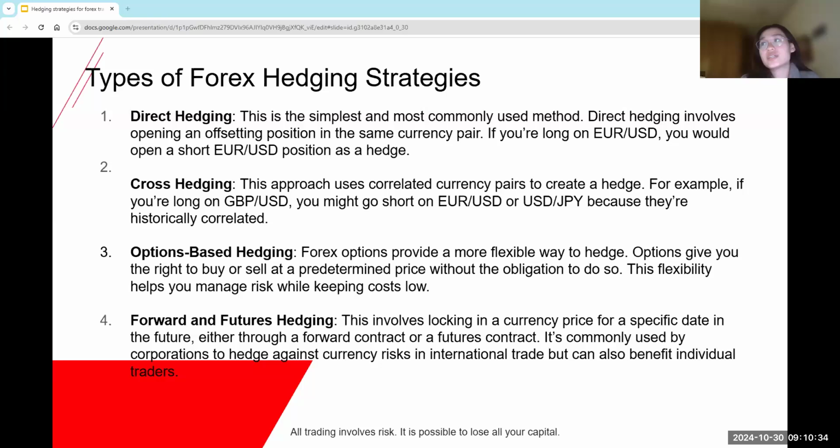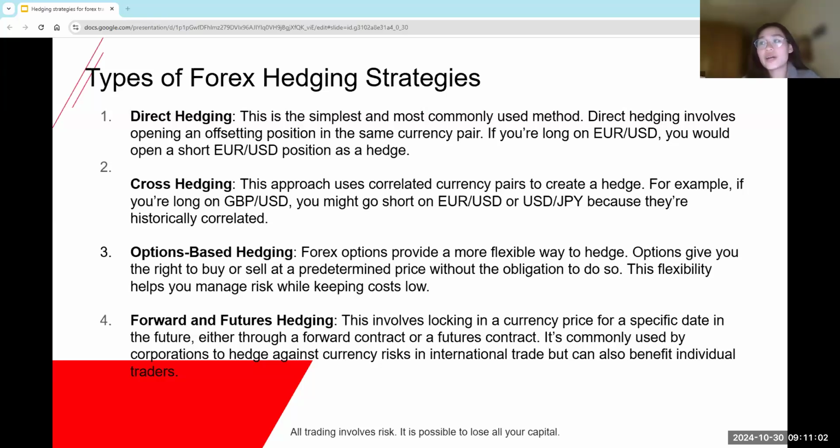So the example I have here is if you're long on euro dollar, you would open a short in euro dollar as a hedge. Cross hedging: this approach uses correlated currencies to create a hedge. So if you're long on pound dollar, you might go short on euro dollar or dollar yen because they're historically correlated. Options-based hedging.